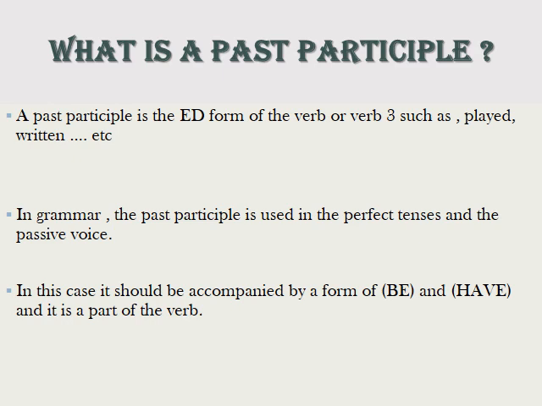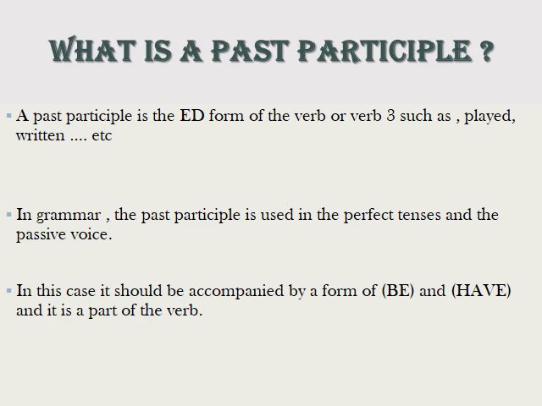So as you can see, the past participle is verb 3, generally formed with the addition of ed to the main verb, such as played, walked, and sometimes we may have irregular past participles such as written. Fine. Now if we go back to grammar, where is the past participle used? So the past participle is used in grammar in order to form the perfect tense, whether it is past perfect or present perfect or future perfect, and also it's used to form the passive voice.